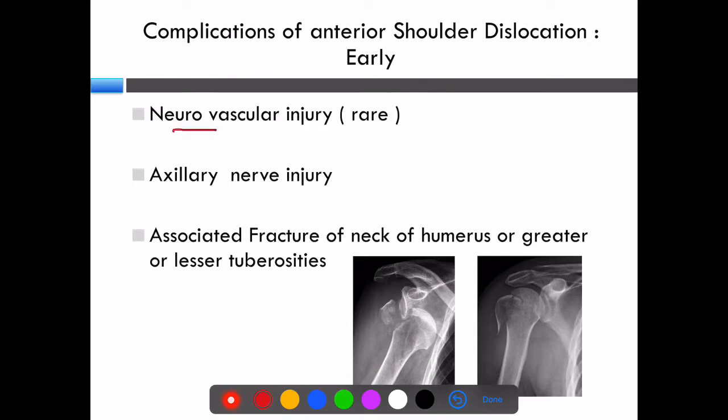As we already discussed, there are some complications of anterior shoulder dislocations, including early complications such as neurovascular injury, axillary nerve injury, or associated fractures. As you can see, there is a greater tuberosity fracture, but more commonly these types of fractures are automatically corrected after the dislocation is corrected. As you can see, the GT is sitting almost at the normal position after correction of the dislocation, but often this GT does not come to its normal position. Then this has to be operated and fixed with screws.